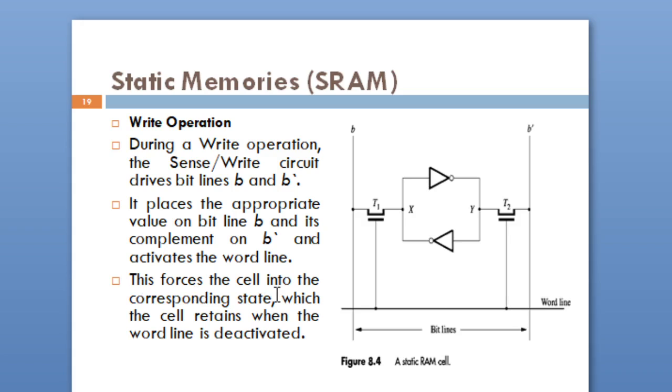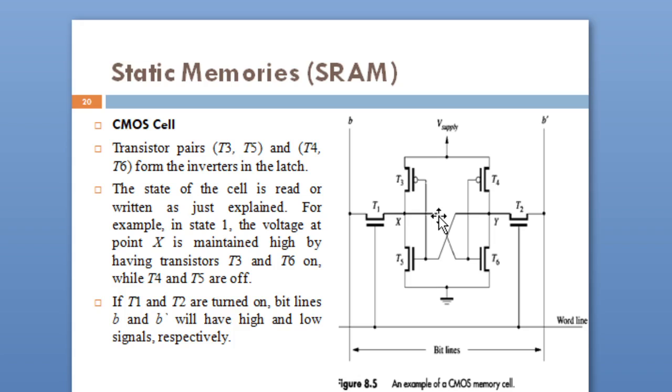This forces the cell into the corresponding state, which the cell retains when the word line is deactivated. So whatever value B stores, either 0 or 1, the cell retains that particular state. This is how the read and write operations happen in a static RAM cell.